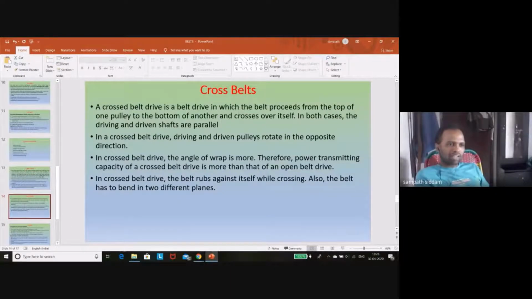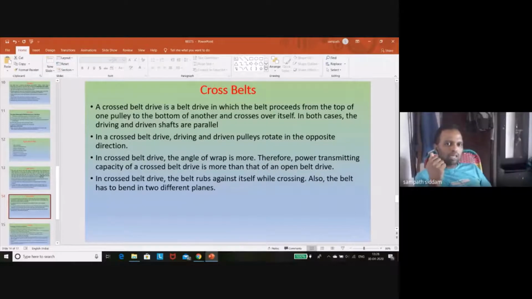So what is the angle of wrap that we learn in the derivation? Theta. How to calculate the angle of wrap, we will derive in another class. So with this, the power transmission capacity for the cross belt drive is more than that of your open belt drive, because if your angle of wrap is more, then your power transmission is more. How? That's all based on the derivation relations that we'll try to calculate.